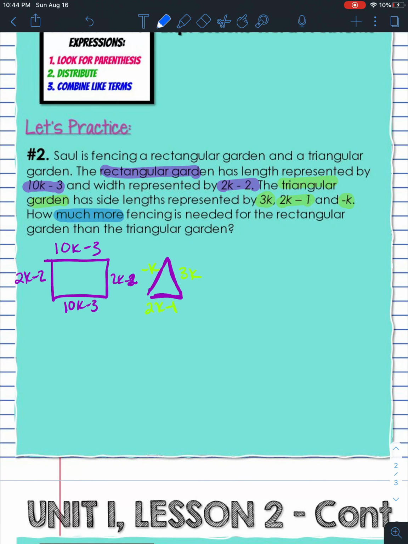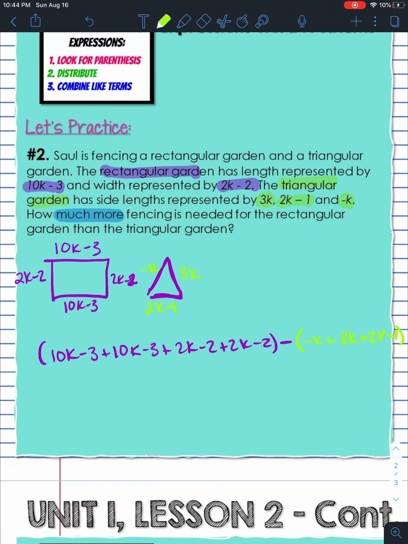Okay, so let me go ahead and use my purple again because that's what I'm using for my rectangle. I'm going to find the perimeter of my rectangular garden first. So I have 10k minus 3 plus 10k minus 3 plus 2k minus 2 plus 2k minus 2. Then I'm subtracting my triangular garden. So I would be subtracting negative k plus 3k plus 2k minus 1.